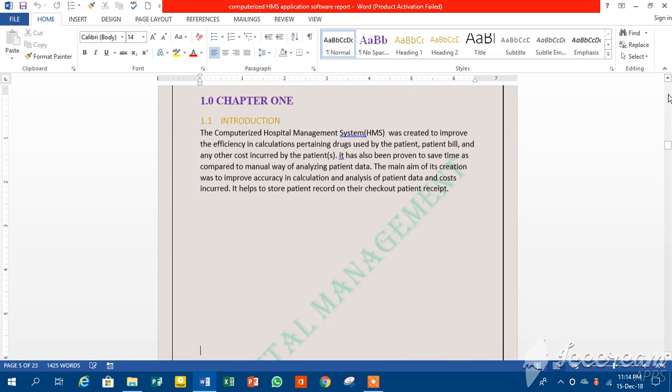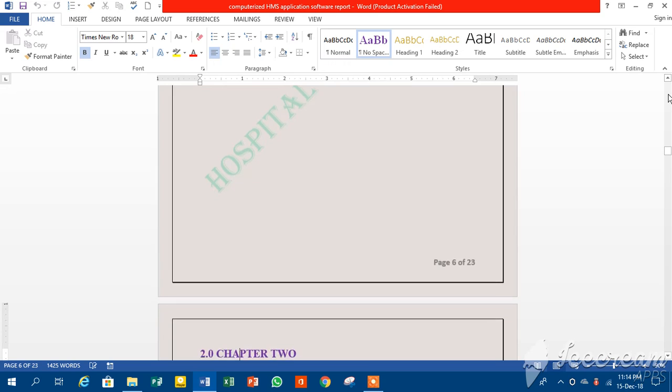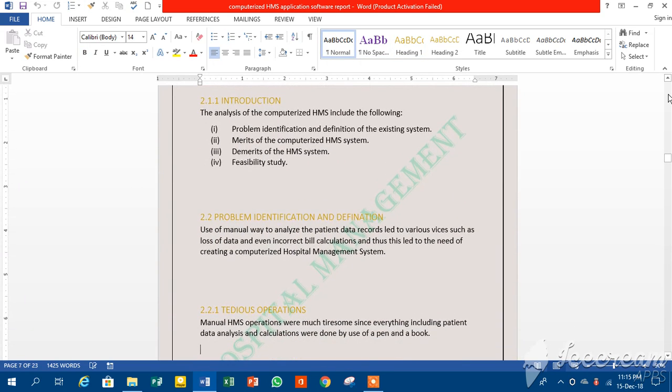In our chapter 1, we have the introduction, and our introduction here says the computerized hospital management system, HMS, was created to improve the efficiency in calculations pertaining to drugs used by the patient, patient bill, and any other cost incurred by the patients. In chapter 2, we have the system analysis.